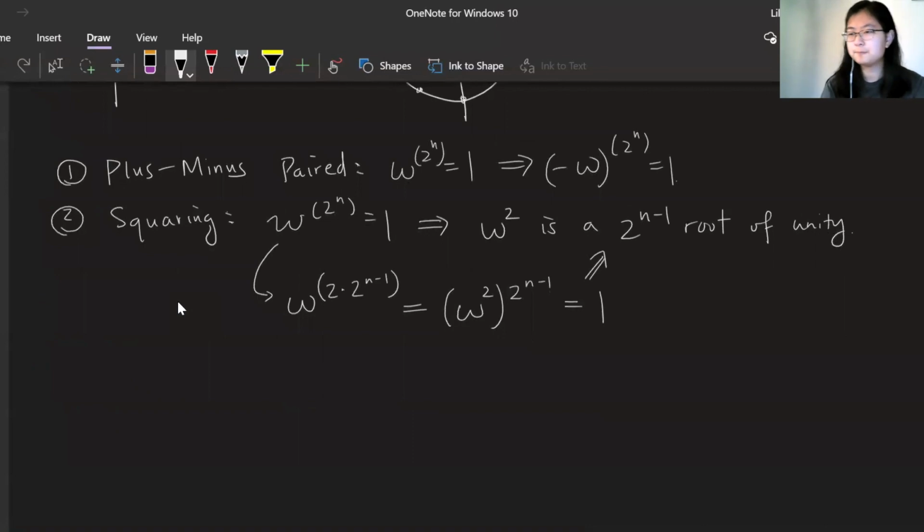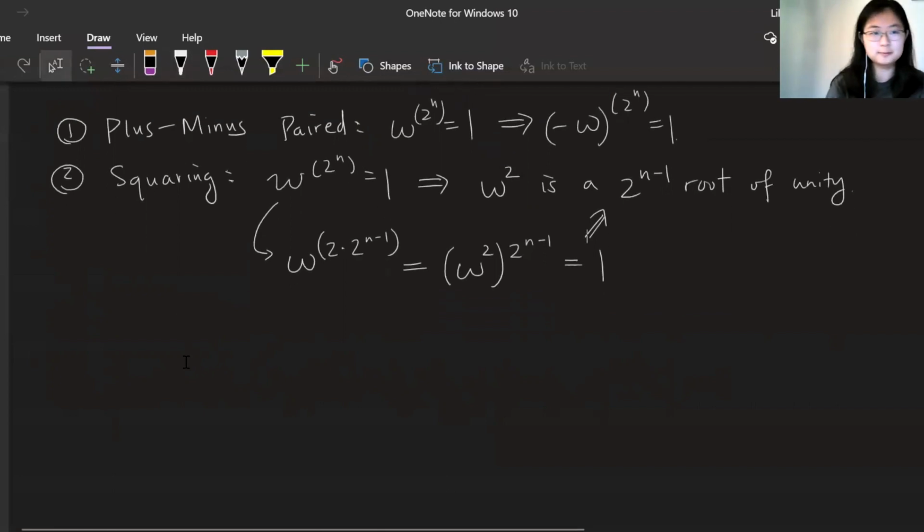What is this good for? We can notice that if omega squared is a 2 to the n minus 1 root of unity, then it means negative omega squared is also a 2 to the n minus 1 root of unity. So even once we square them, it's still plus minus paired. So these are very desirable properties because you might remember from what Neil said, we had this problem. Let's recall what this problem was.